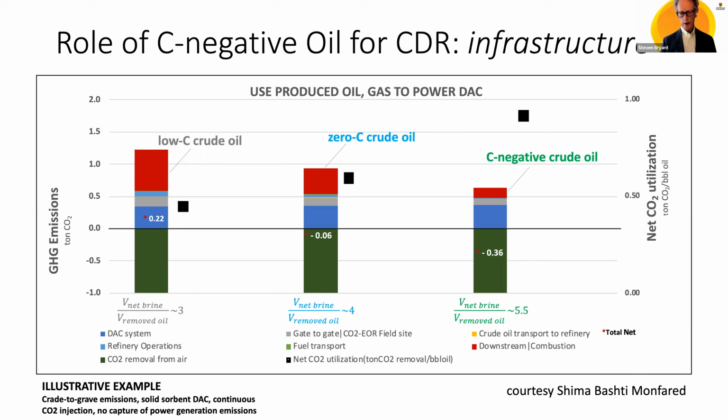But in the middle case, where the ratio of brine to oil is about 4, that crude oil is essentially carbon neutral. And as you continue to increase the amount of brine removed to store more CO2 relative to the oil produced, we get to carbon negative crude oil.